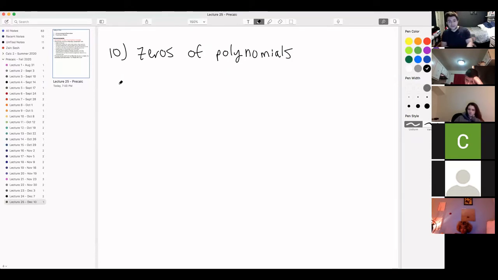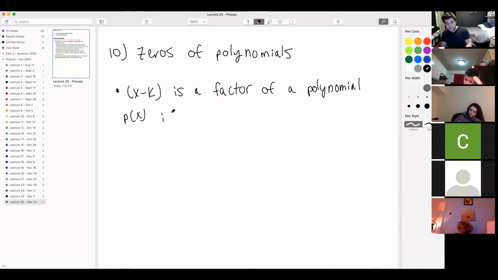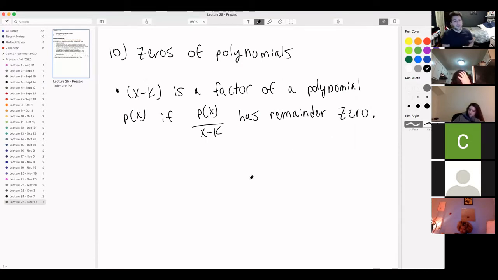All right, so here's the fact. x minus k is a factor of a polynomial p of x if the division p of x divided by x minus k has remainder 0. Okay, so it's a quick test to see if something is a factor of a polynomial. Perform the division and just verify that the remainder is 0. So here's an example. This is really nice.